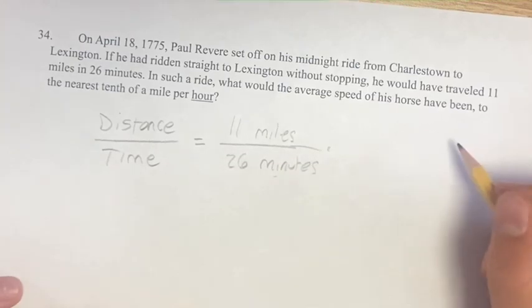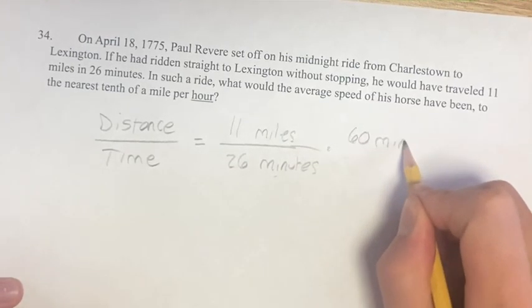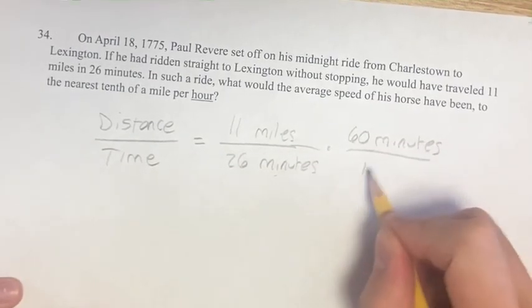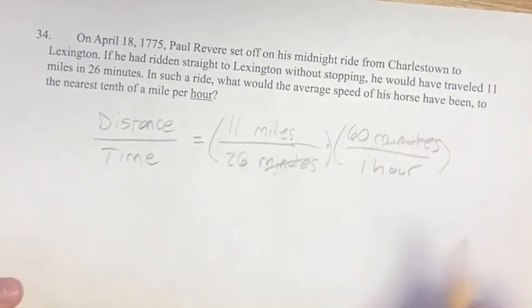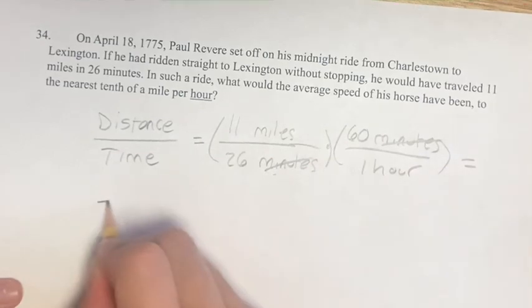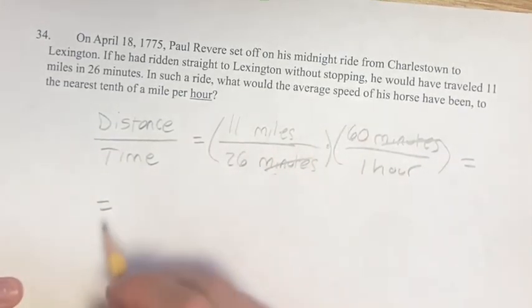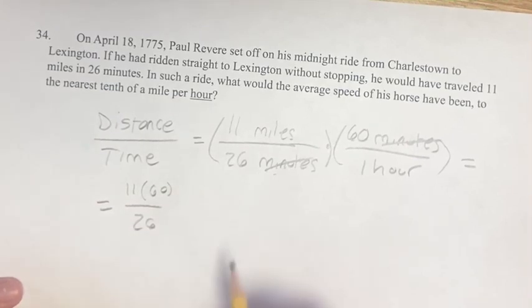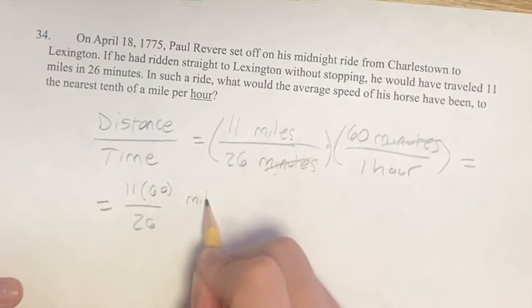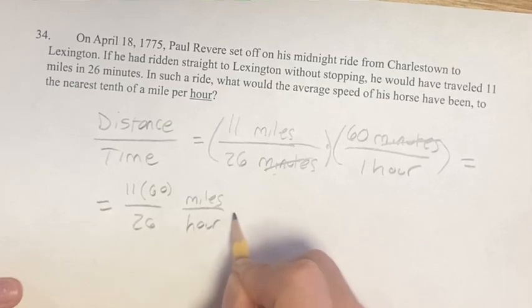So we have to use a conversion rate where 60 minutes is equal to 1 hour. When we multiply these two together, the minutes cancel. What we're left with is 11 times 60 over 26 miles per hour.